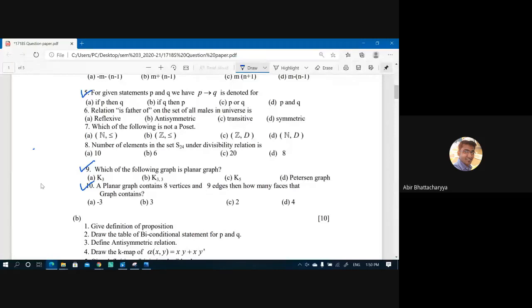And question number 10: a planar graph contains 8 vertices, 9 edges. So we'll follow this rule: N minus E plus F equals 2. According to the rule, N equals 8, E equals 9. So F equals 3. So option B is correct. So 5A, 9A, 10B. Those who have put these answers, this is the correct answer.